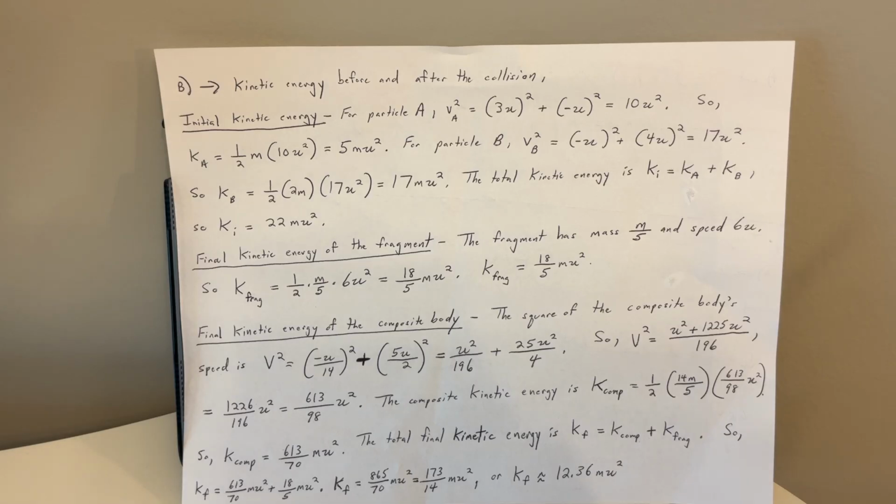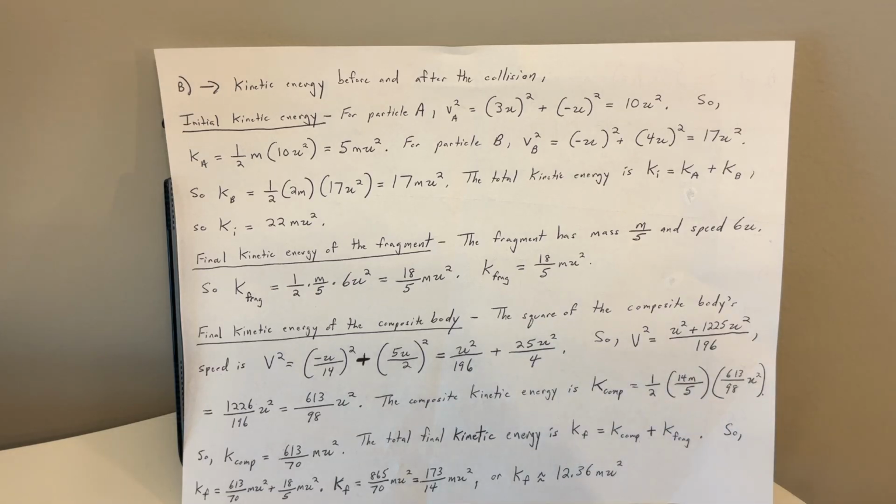So the composite kinetic energy is K sub comp equals 1/2 times 14m over 5 times 613 over 98 u squared. So that's going to be K sub comp equals 613 over 70 mu squared.